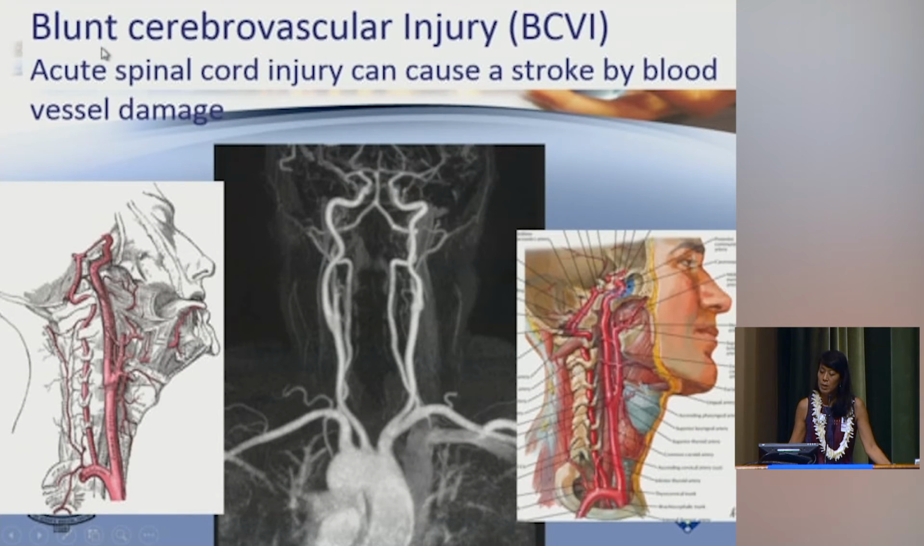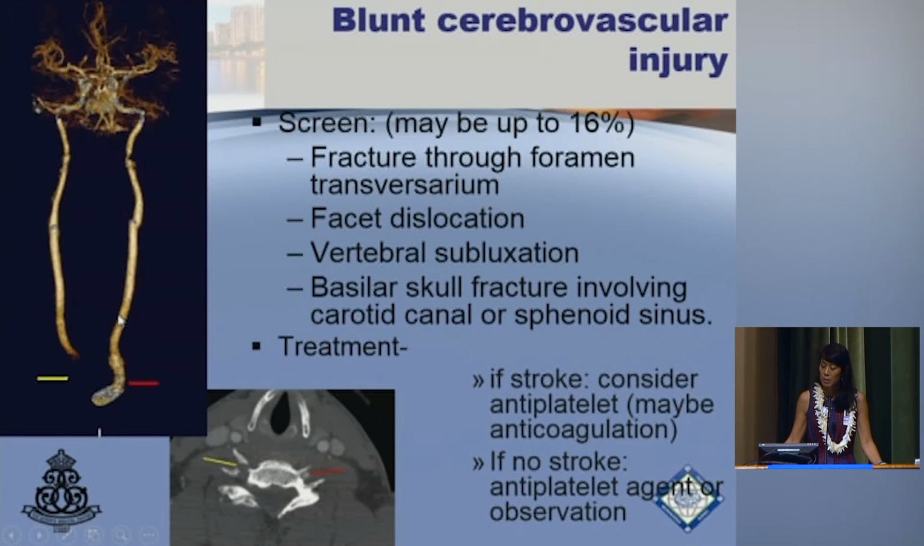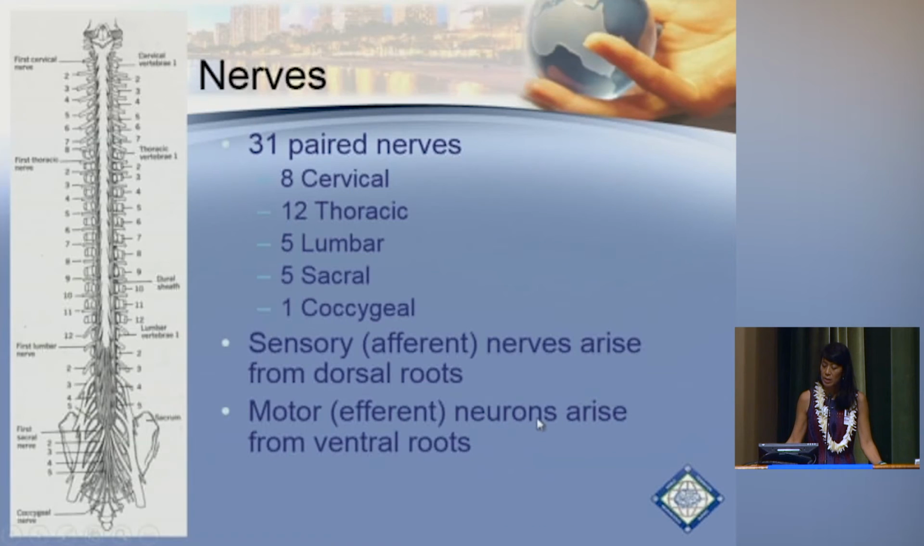And we know that there are blunt cerebrovascular injuries. So when you have patients who come in with cervical spine injury, think about if they look like they're having a stroke, you have to think that they might have injured their vessels, whether it's vertebral or the carotids. There's screening that we do, and every center is a little bit different in what they use, whether there's a fracture through the bones themselves, like we see here, the foramen transversarium, facet dislocation, subluxation, basilar fractures. And if the patient has a stroke, we either use antiplatelets or anticoagulants.